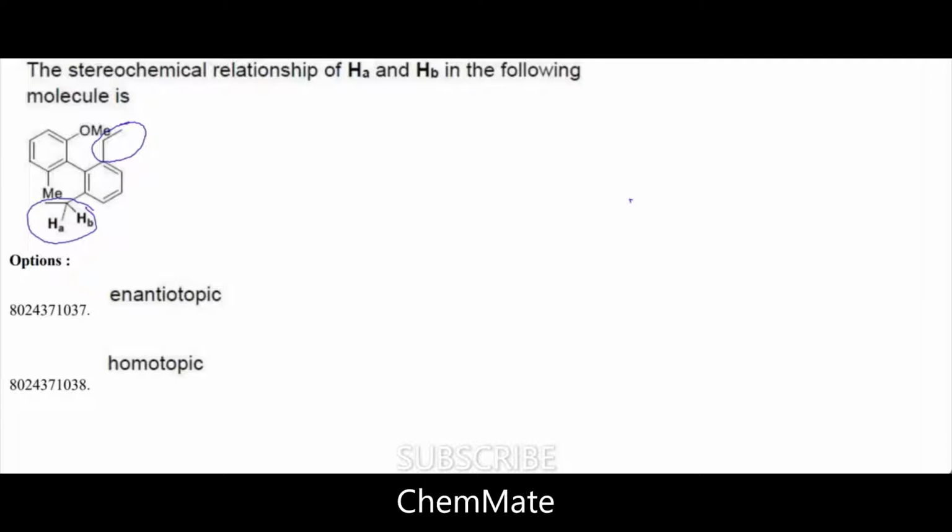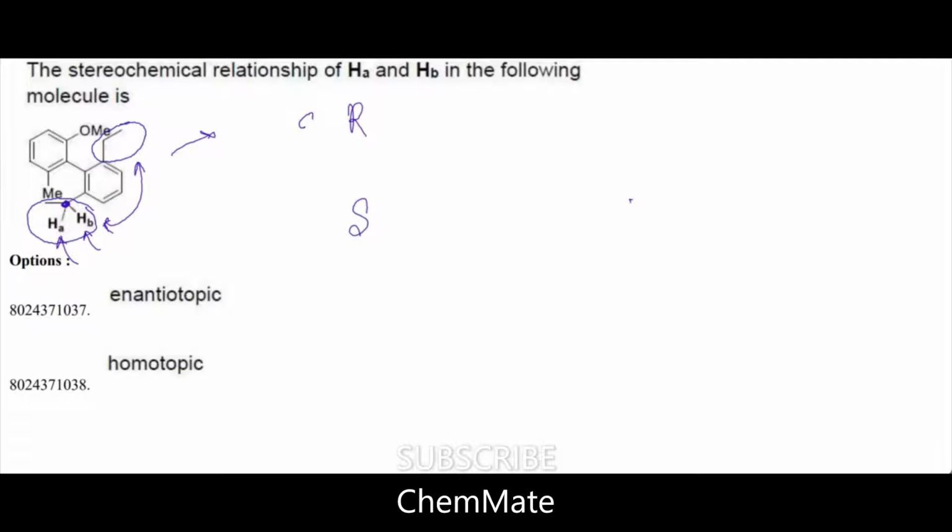Now if we replace either HA or HB with another group, then a stereogenic center will be generated in this carbon. This carbon will be a stereogenic center, and these two groups will be different, and due to this the plane of symmetry of the molecule will be lost, and it will show atropisomerism, that is, axial chirality will be shown by this molecule. And for this axial chirality, it may have configuration either R or S.